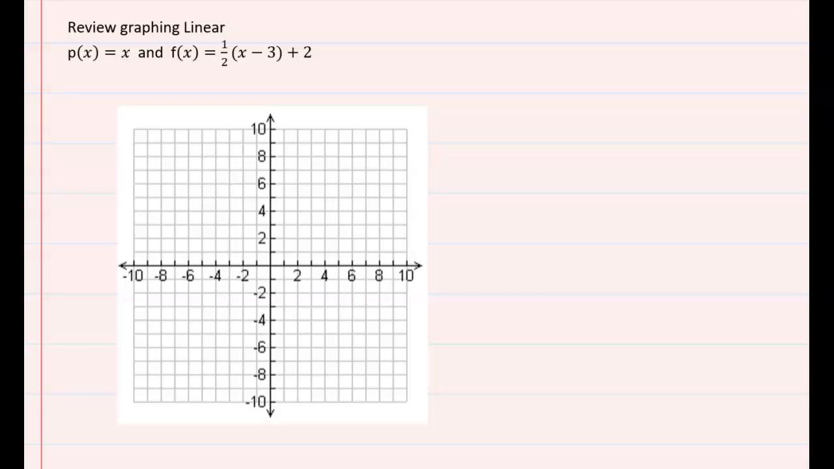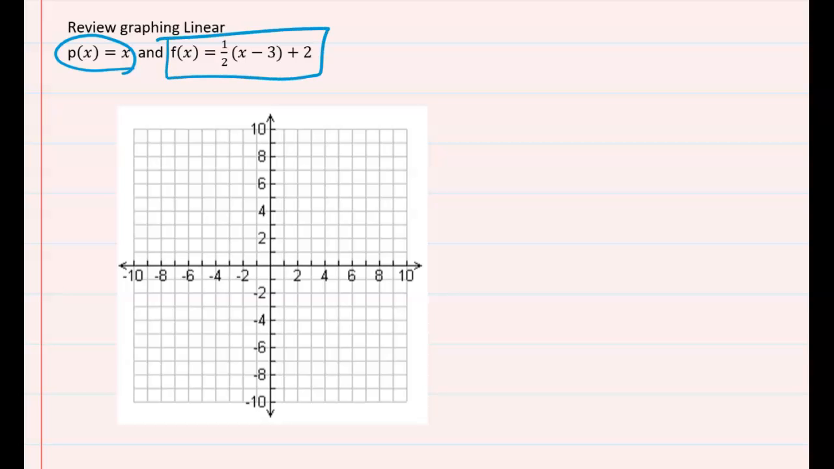Let's refresh our memory about graphing lines. Transformations still work on linear functions as well. So I'm going to show you a couple of things. One, we're going to do the same thing that we've been doing, and that is to graph our parent function as well as our transformed function.